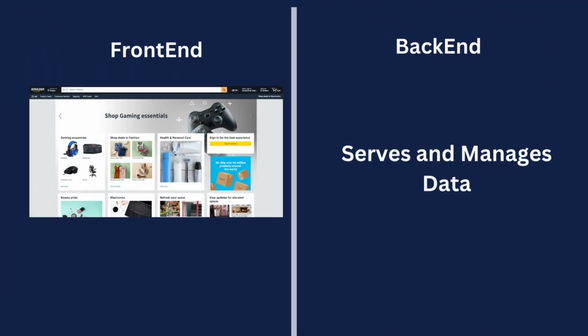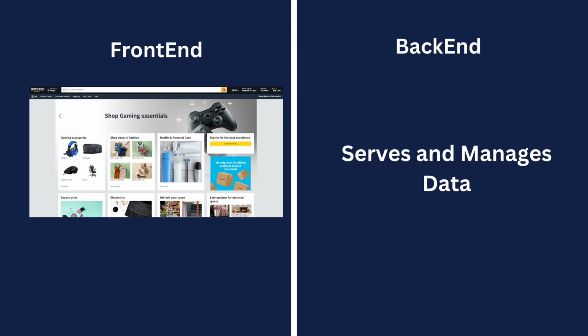Every website can be split into two parts. We have the front end and we have the back end. The front end is the visual representation of whatever we see on our page. Then the back end stores and manages our data. For example, in the Amazon website, the backend stores our search results, our profile, our email, our address, our orders, and everything.